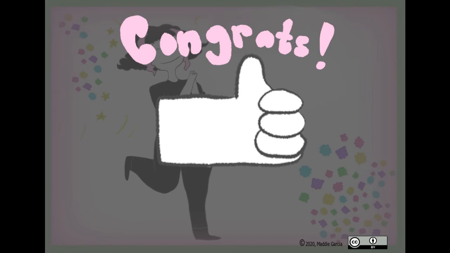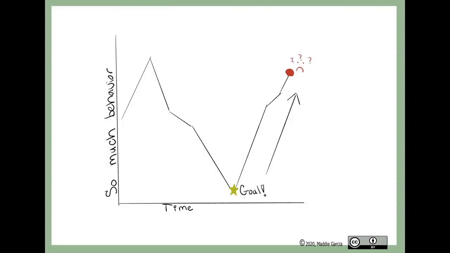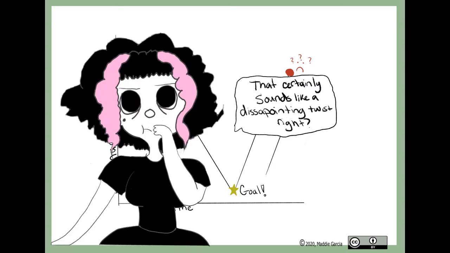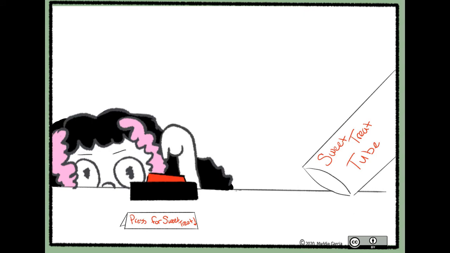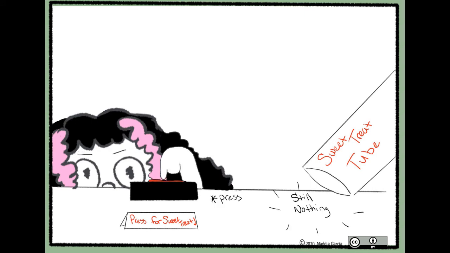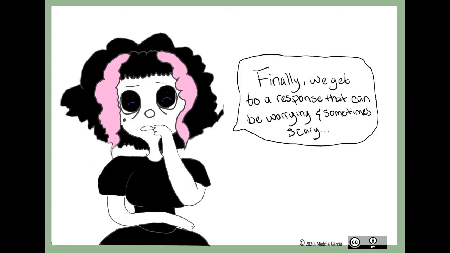Congrats! But then, after a bit, you realize the behavior has come back, despite the fact that it had been diminished to low levels or completely gone. That certainly sounds like a disappointing twist, right? Basically, what's happening is the behavior that was diminished during extinction is recurring, even though that behavior does not produce any sort of reinforcement anymore. Good news is that this is typically short-lived, and if you just keep on with the extinction procedure, you should be golden.